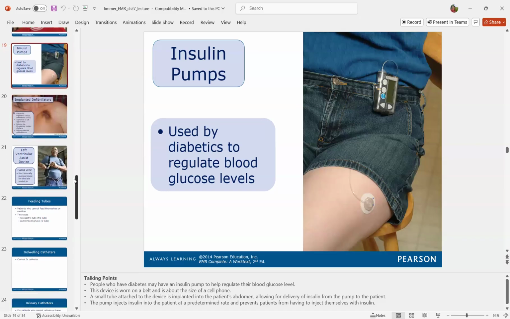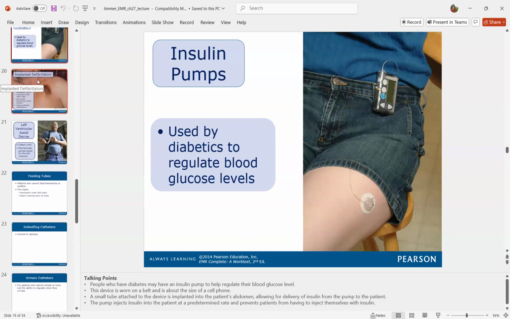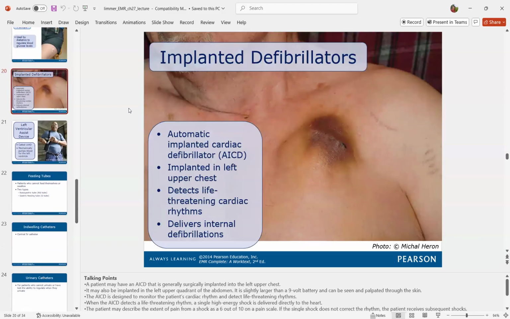But questions to ask these patients: what devices do they have? These are all the devices that are out there you might run into. Implanted defibs. This is an AICD, an automatic implanted cardiac defibrillator. This is generally surgically implanted in the left upper chest. The right side of the chest is usually the pacemaker. The left side of the chest is usually the defib.